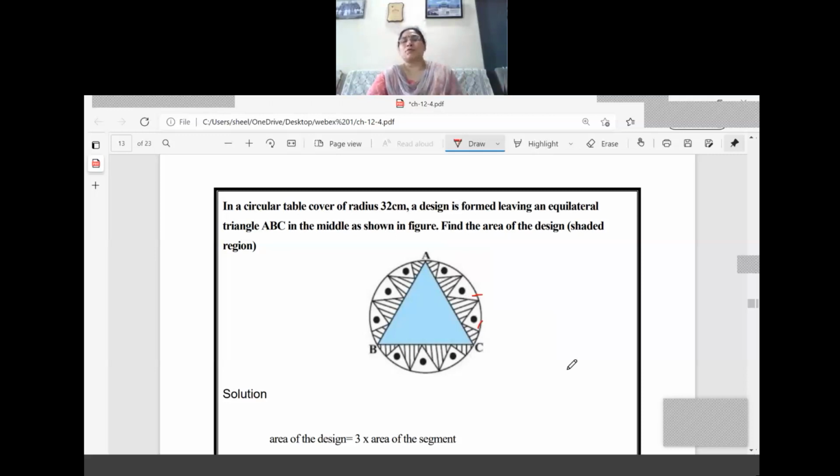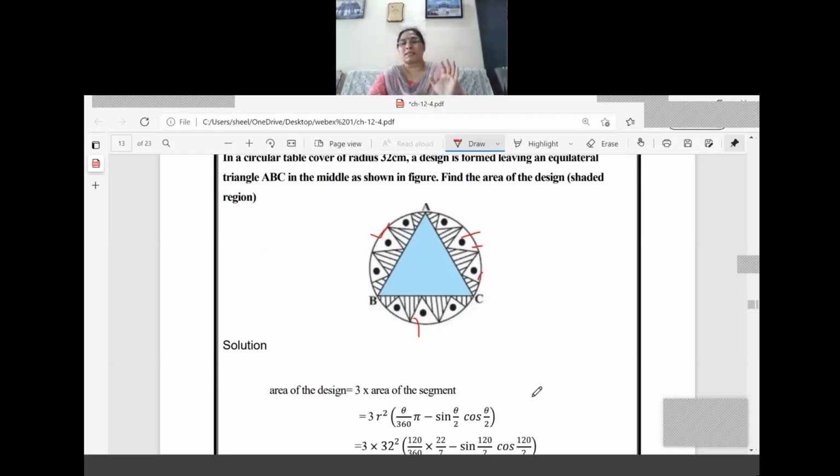Now if you again look at this, the design is similar to which one? Segment only. Got the point? It is also similar to a segment. So how many segments are there? Here is one, here is one, and here is one, so three segments are there. Now also we don't have the central angle, but how many parts are there? Three. Compared with the previous question, there we saw six parts, now here there are three parts only.